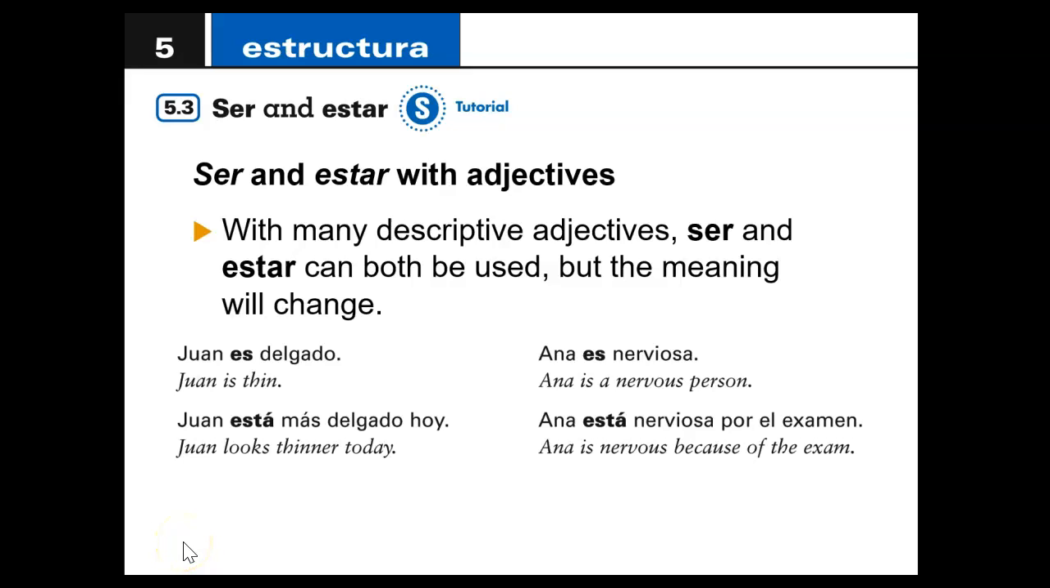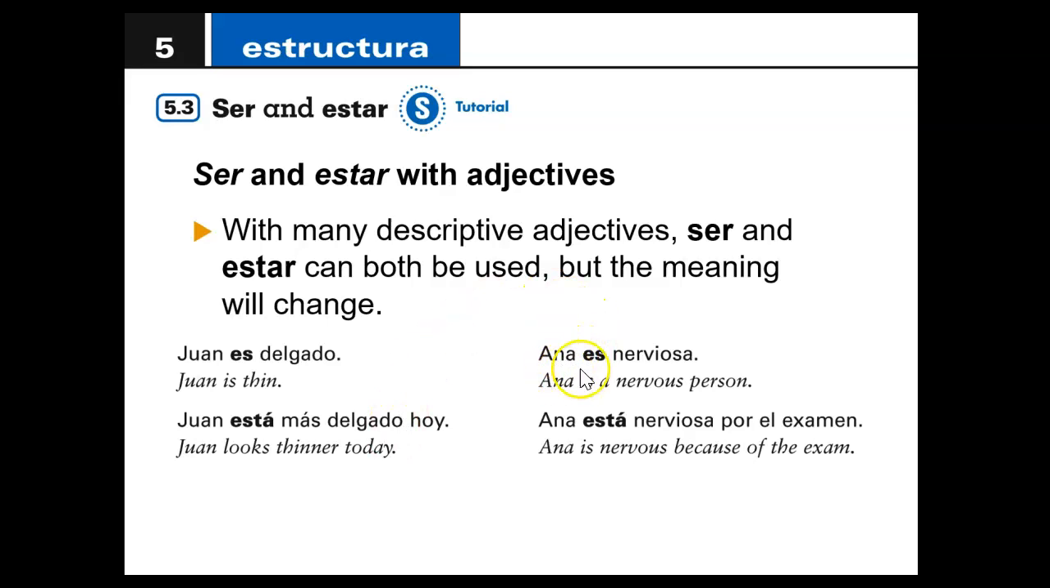When we talk about ser and estar with adjectives, they sometimes can be used with the same adjective, but the meaning will change. So here are some examples of that. Juan es delgado. Juan is thin. You can say Juan está más delgado hoy. Juan looks thinner today. So it means that he's normally thin, but you've noticed he might be even thinner than he normally appears. Maybe he lost some weight. Maybe he's been sick, so he lost some weight.